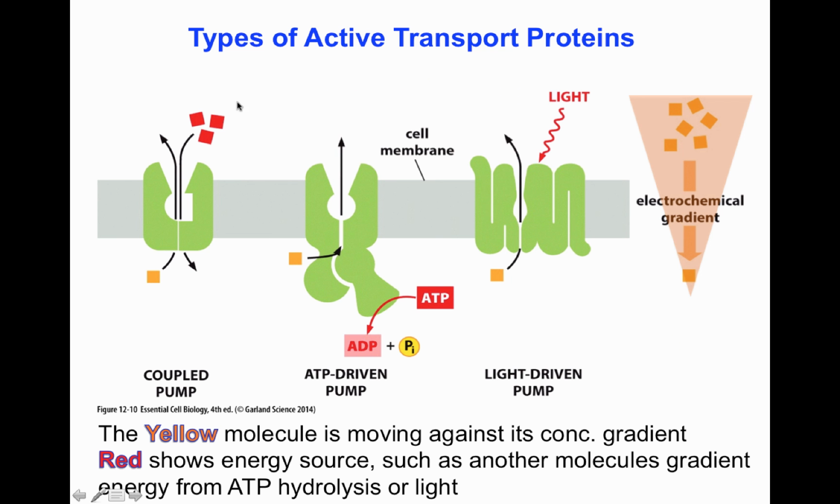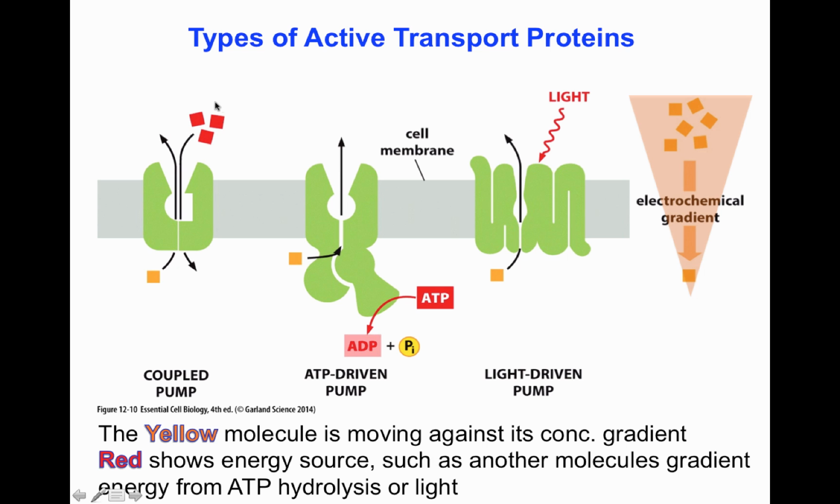So let's take a look at some types of active transport molecules. We can have coupled pumps. A coupled pump is a pump that is going to move one molecule against the concentration gradient. Here is the orange molecule that is moving against the concentration gradient, but it's using the energy of the concentration gradient of another molecule to drive that movement.